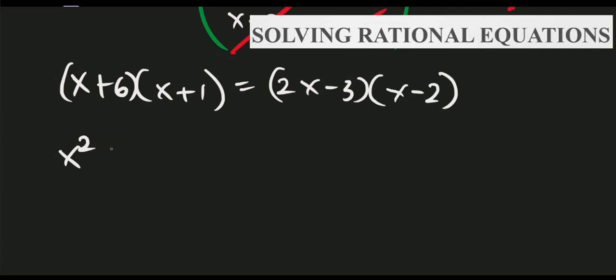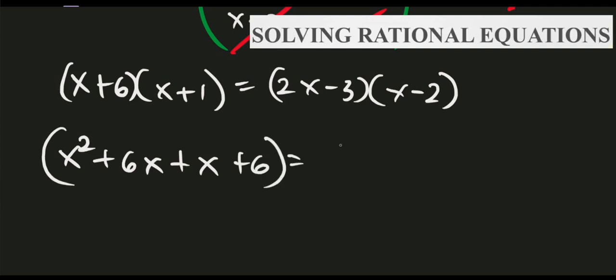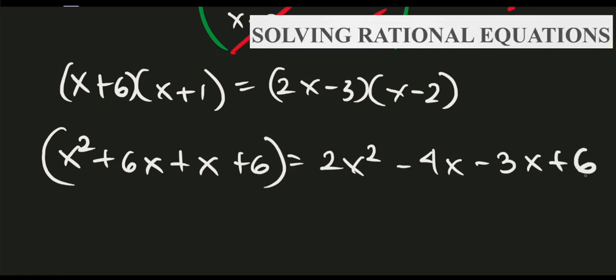Okay, so I will do this again, same procedure. So 6 times x, we have 6x plus x times 1, x, and 6 times 1, that is plus 6. Okay, so just apply FOIL method for this one. So 2x times x, we have 2x squared. Okay, 2x times negative 2, that is negative 4x. Negative 3 times x is negative 3x, and negative 3 times negative 2 is positive 6.